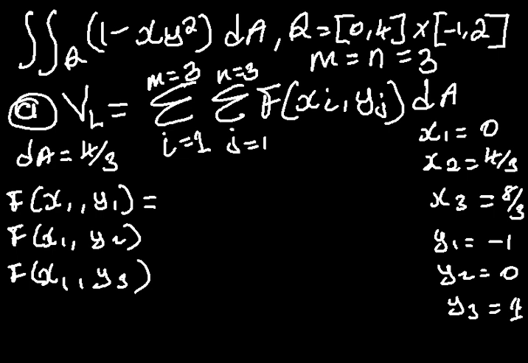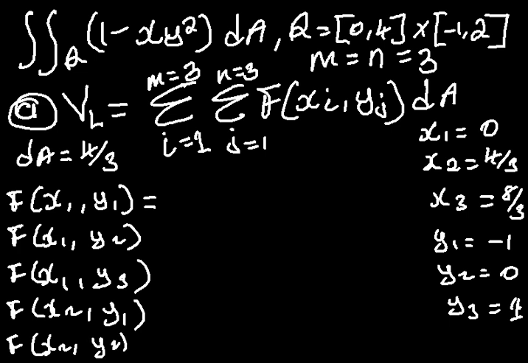Then we'll start again. Now we'll be changing the x value. So have f of x2. Now the y values will be changing. So f of x2 y1, f of x2 y2 until the y values are exhausted, and f of x2 comma y3, like that.